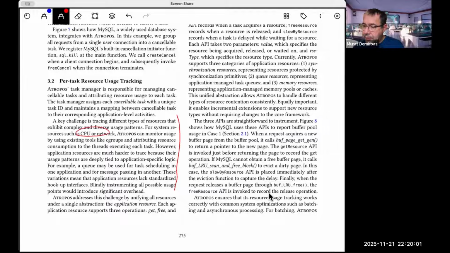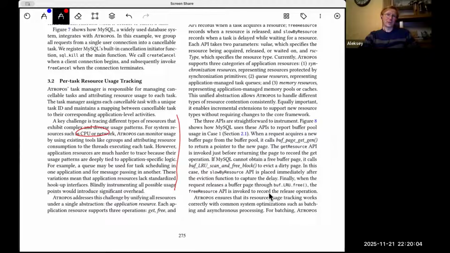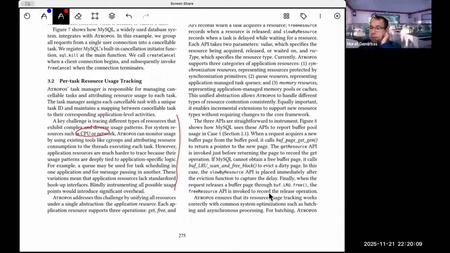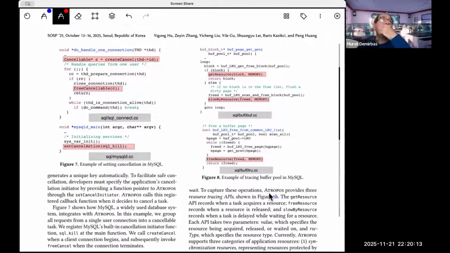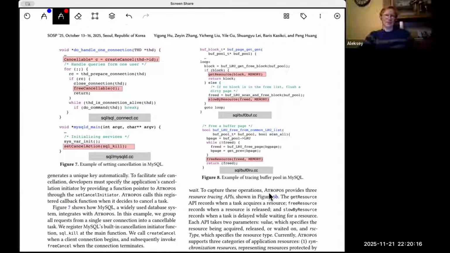So should we look at figure 7, which shows how MySQL, a widely used database system, integrates with Atropos, or we can skip that? Let's look at it. Where is it? Okay, that's it. Yeah, so figure 7.